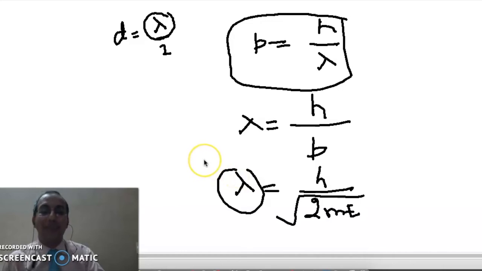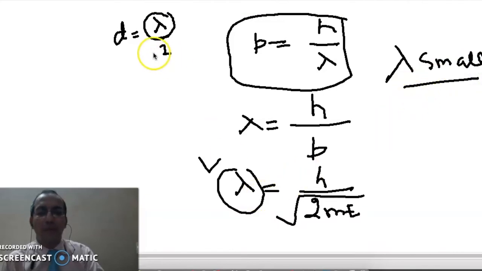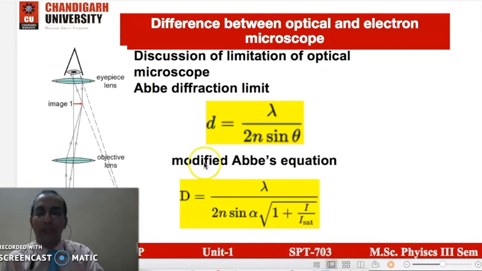So with the help of the electron microscope, what you are actually doing is making this lambda as small as possible. If you have lambda small, then automatically d would be very, very small in this case. So that's the basic concept why we require the electron microscope instead of the optical microscope. So let's go to the next point here.